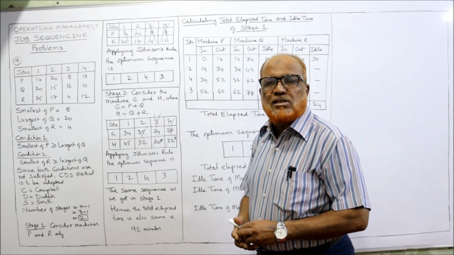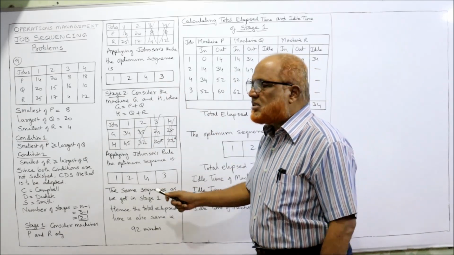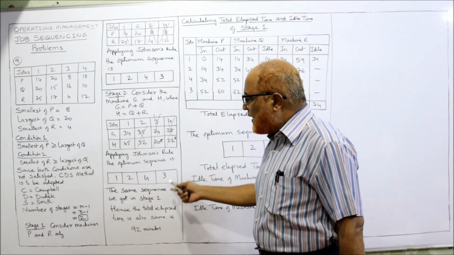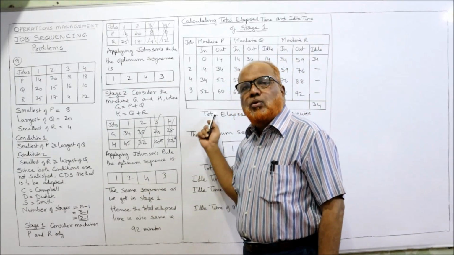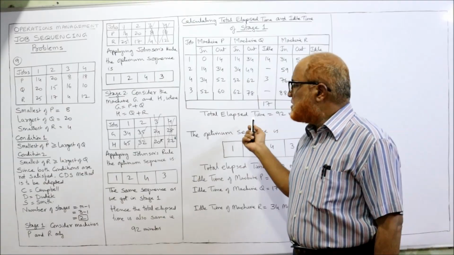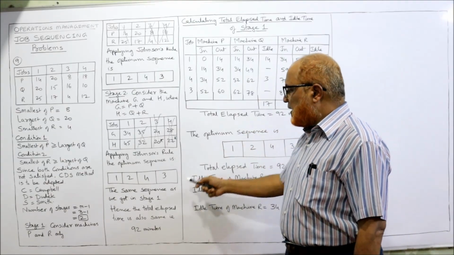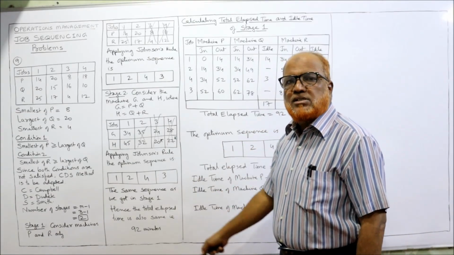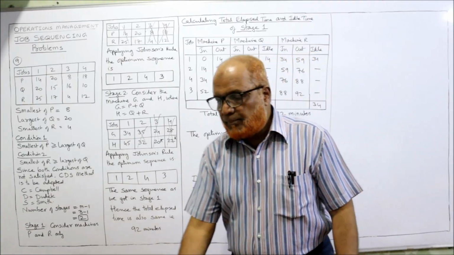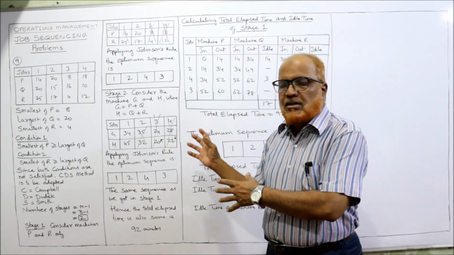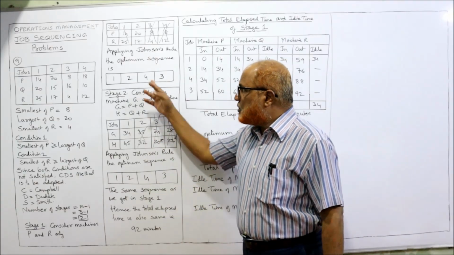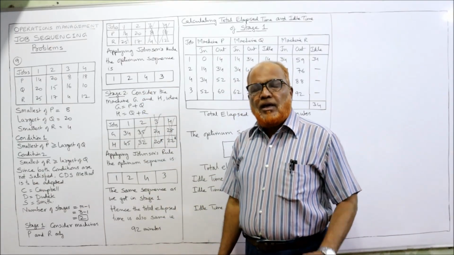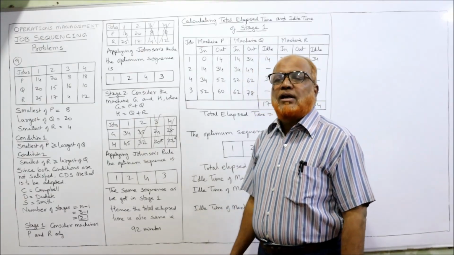That means the sequence has not changed in stage 1 and stage 2. That means the total elapsed time will also be the same. When the sequence is the same, the total elapsed time will also be the same. The total elapsed time is 92 minutes for both stages. But it will not happen every time. Only for this situation, fortunately, both are the same. In the coming problems, you will get different.